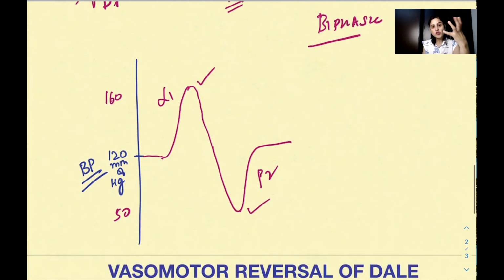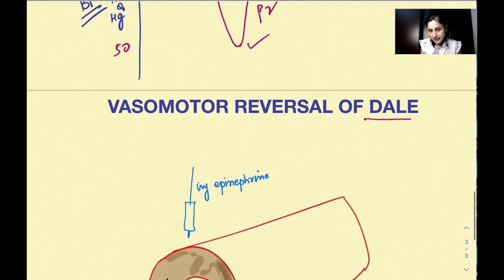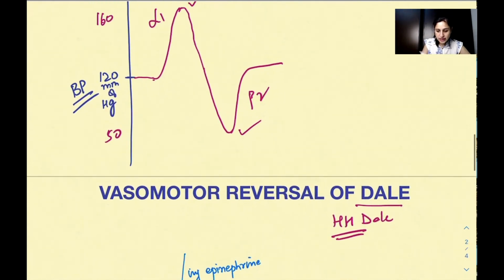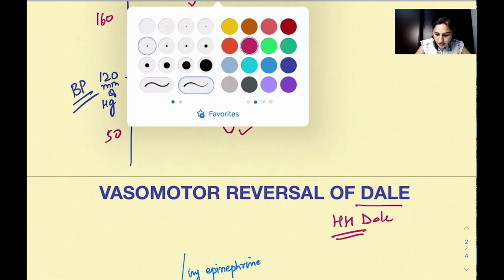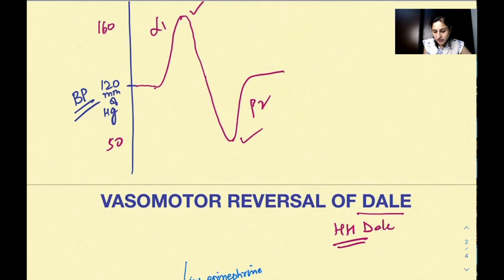Now, what is vasomotor reversal of Dale? So what happens when this effect is getting reversed? It is called Dale because the scientist Henry Dale, H.H. Dale, he found this effect of epinephrine. So how is the effect of this, the high BP, reversed? So if you have given a drug which is an alpha blocker, so let's say we draw a non-selective alpha blocker, I gave like this. So now I have given a non-selective alpha blocker over here.